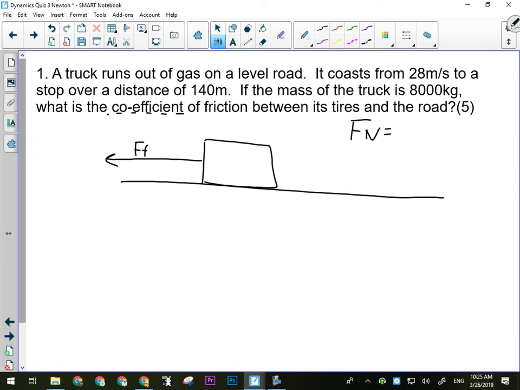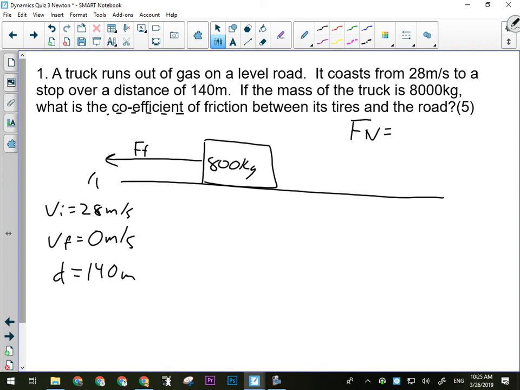All right, so we have an 8,000 kilogram truck. Okay, the rest of our givens are that VI is 28 meters per second, that VF is 0 meters per second, and that the distance traveled is 140 meters. So mark for givens there. Okay, our next mark will be for calculating the normal force. So M times G, so that'll be 8,000 times 9.81.